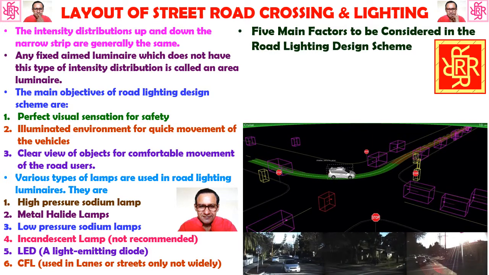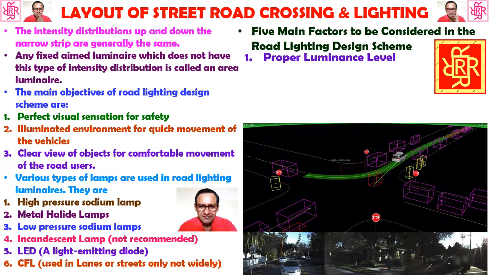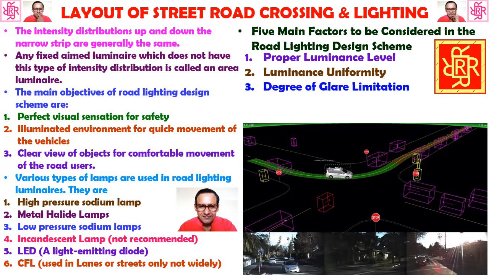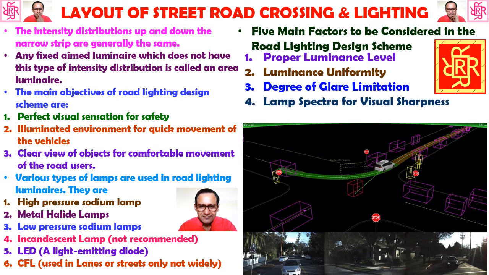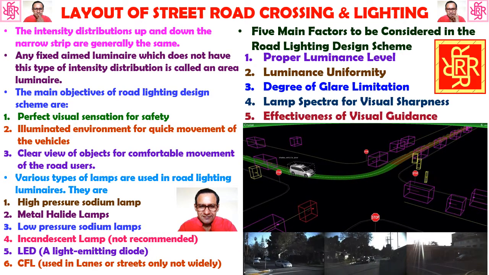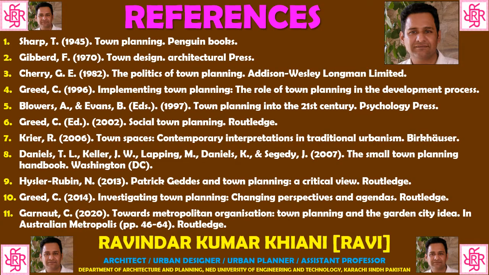Five main factors to be considered in road lighting design scheme: one, proper luminance level; luminance uniformity; degree of glare limitation; lamp spectra for visual sharpness; and effectiveness of the visual guidance. These are the references for this lecture. I must end my lecture here.